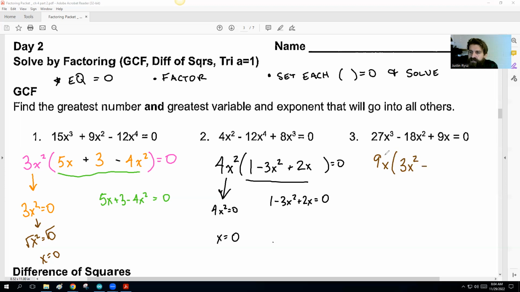Minus. All right, 18 divided by 9 is 2. All right, x squared goes down to an x. And 9 divided by 9 is a 1. That x goes down. There's no more x's.